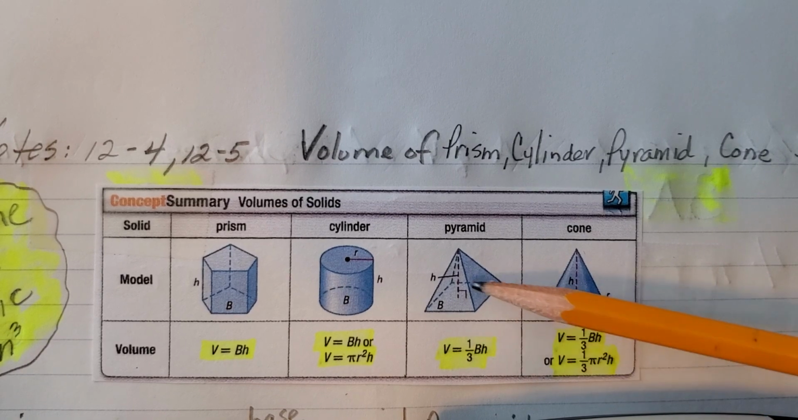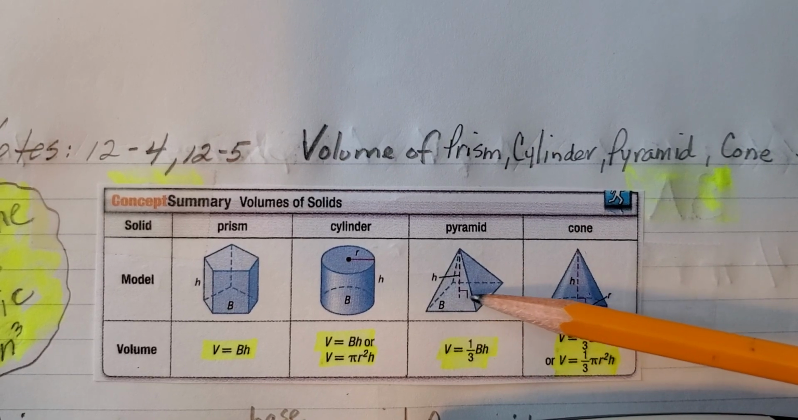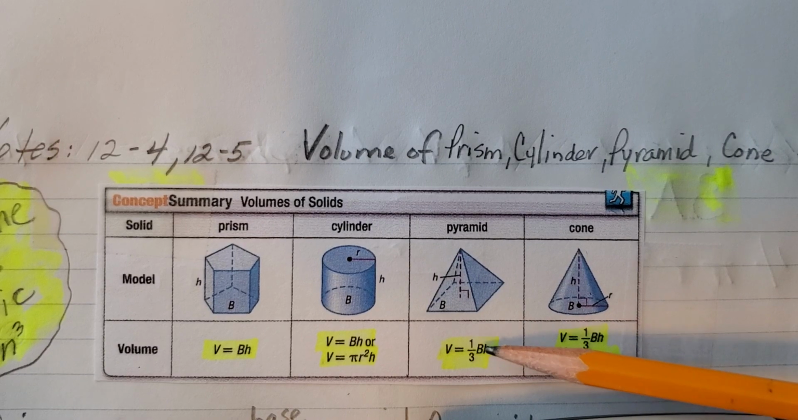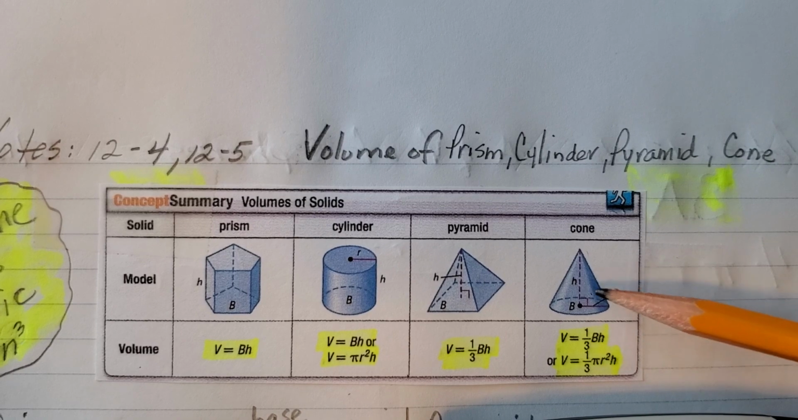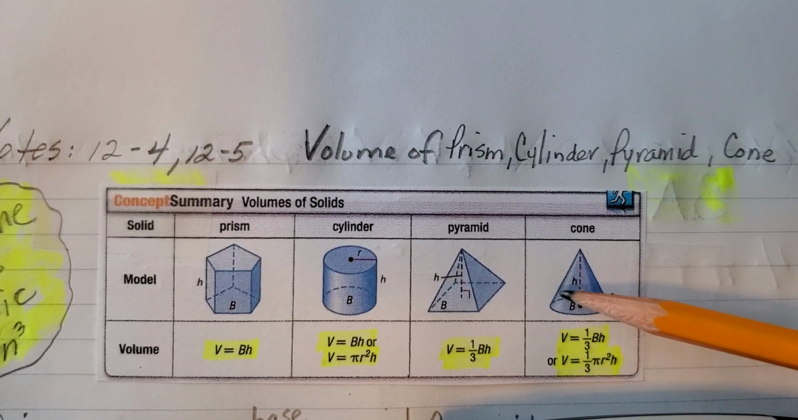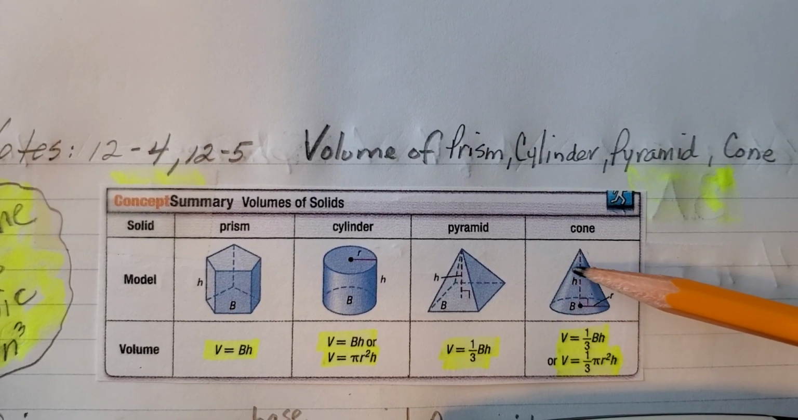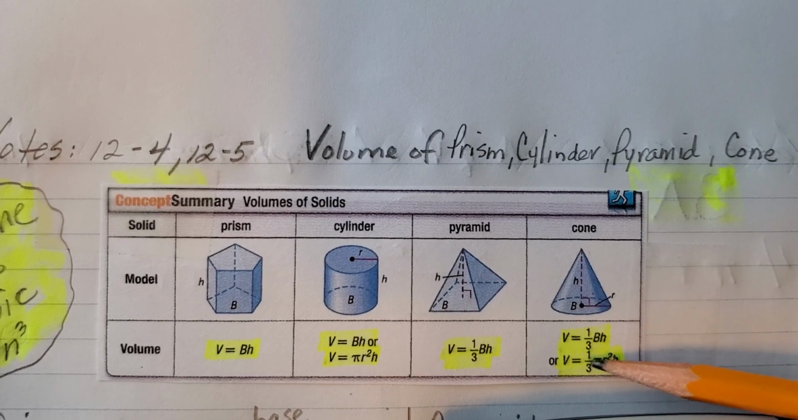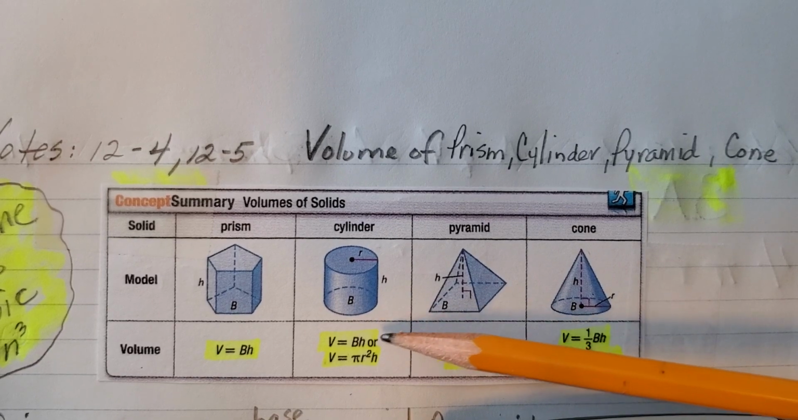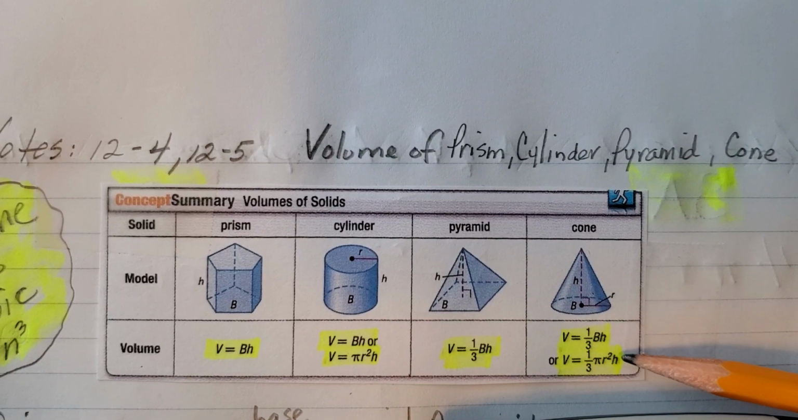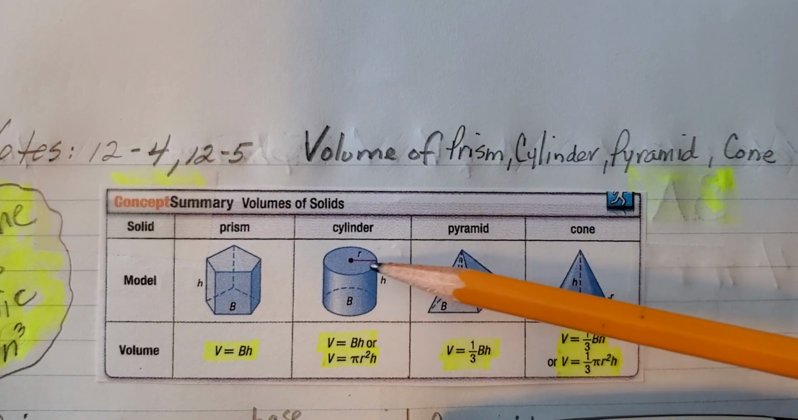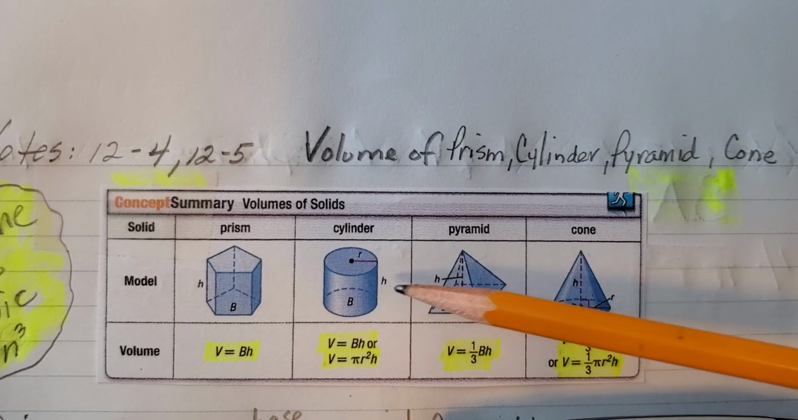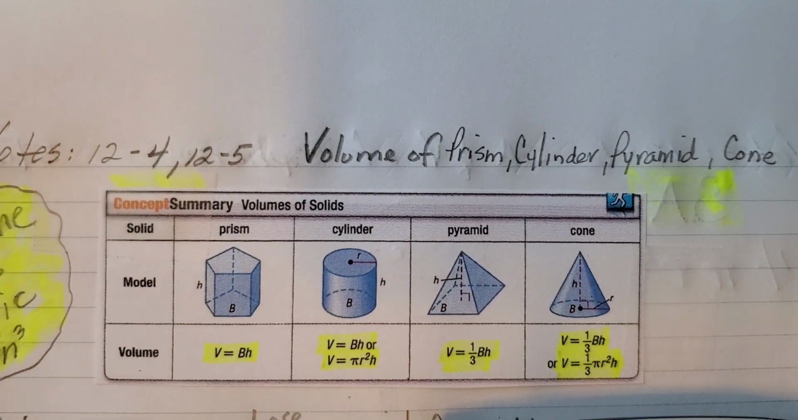So this is 1/3 the base area, so you'd find the base area, whatever that base is, times the height. 1/3 base area times height for the pyramid. Now in a cone, the base area is a circle. But as that fills up, you can see that the circle is getting smaller, so that's why you have to have the 1/3 in there. It's 1/3 pi r squared, just like the cylinder, but 1/3 pi r squared times the height, and the height is in the middle. The height of a cylinder, as you can see, is the same as the height of the outside part. Okay, so a few examples.